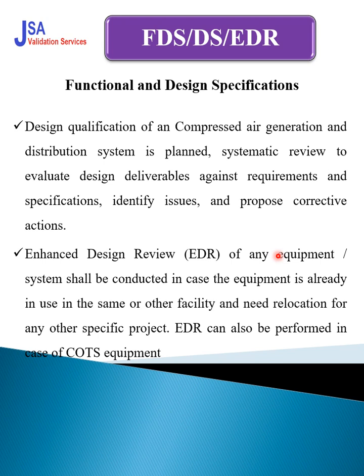Now functional design or design specification. This is the other document that the vendor will provide you, the design specification. Design qualification of the compressed air generation system and distribution system is planned systematically and reviewed to evaluate the design deliverable against the requirement. In the design qualification, we review the design against the user requirement specification we submitted to the vendor and what they provided us. So we have to review the design.